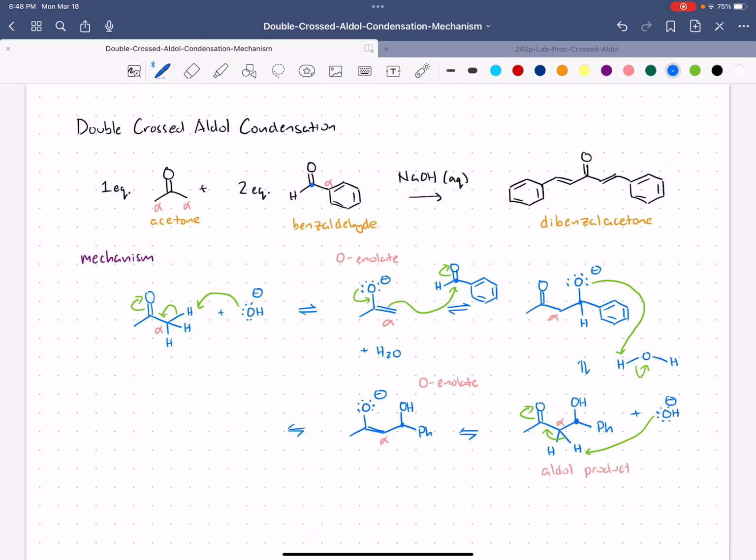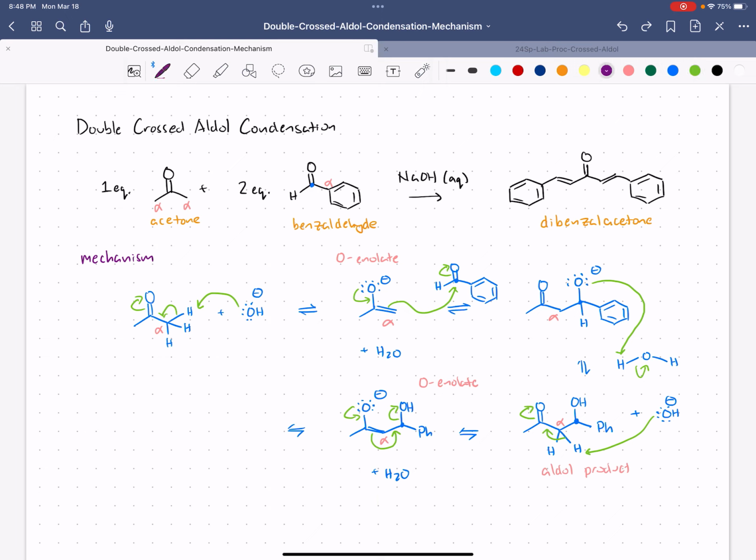Did we create anything? We created water. Okay, so the 5th step is this. Reform the double bond. Shift this double bond here. And now we kick out the OH. This is called an E1CB. It's a new type of mechanism.